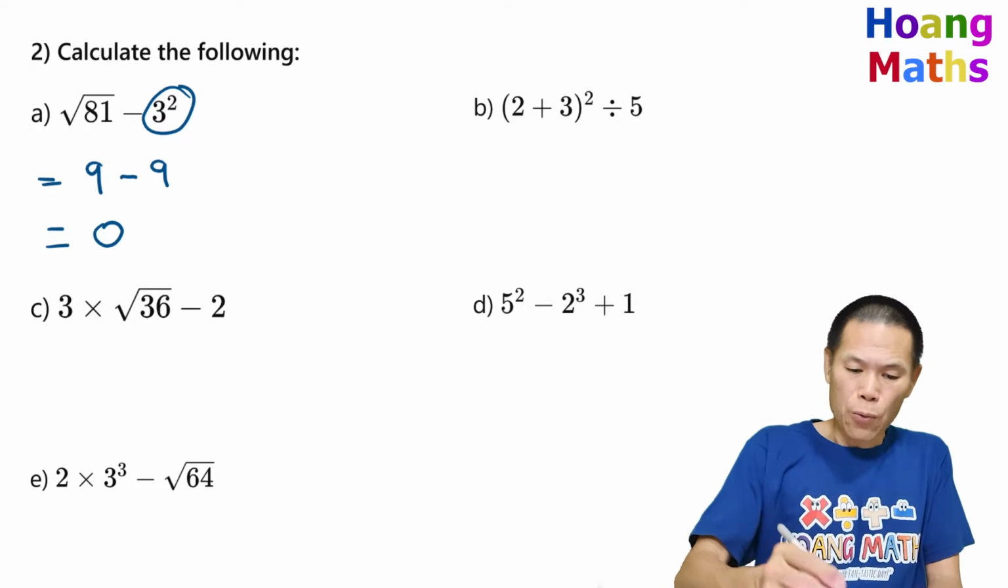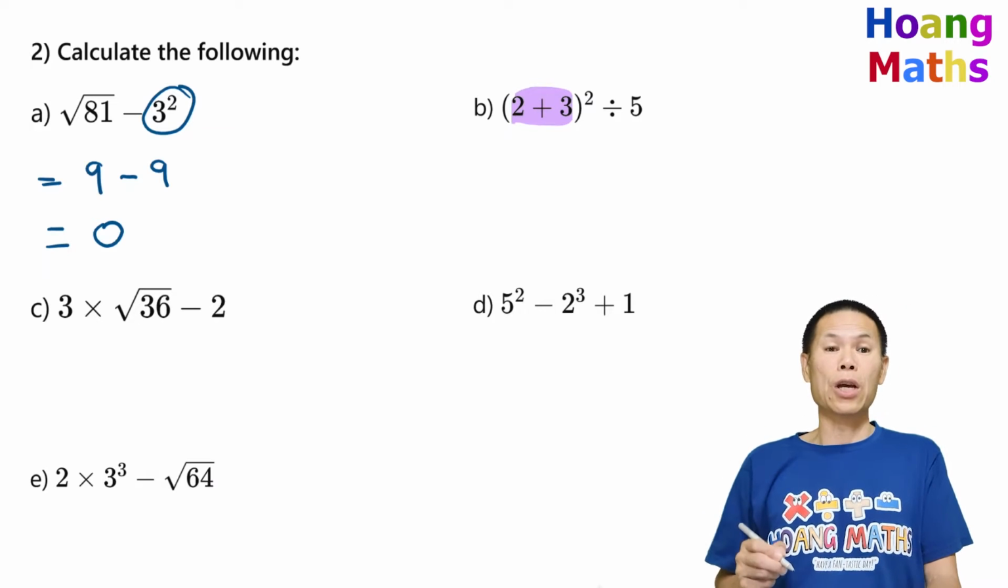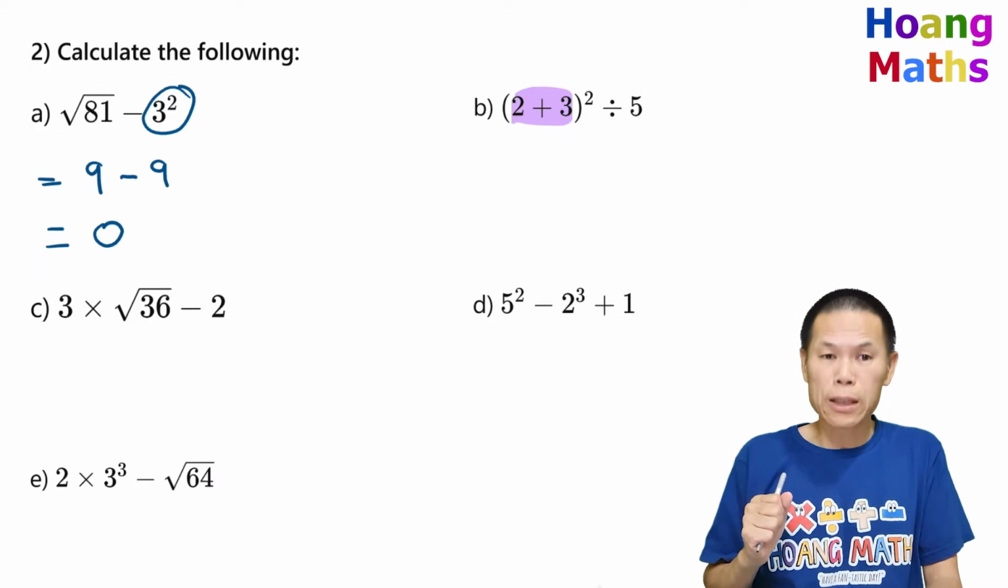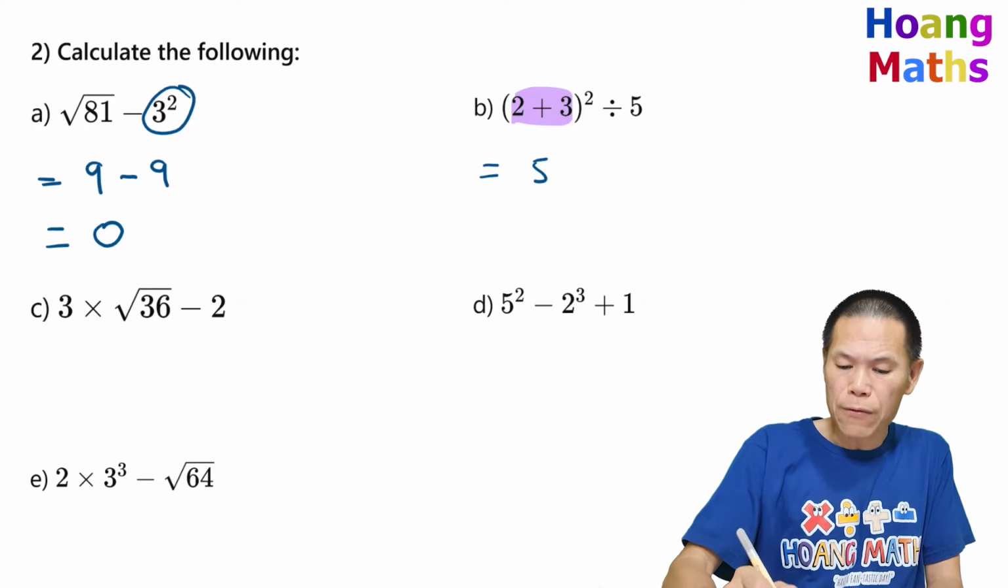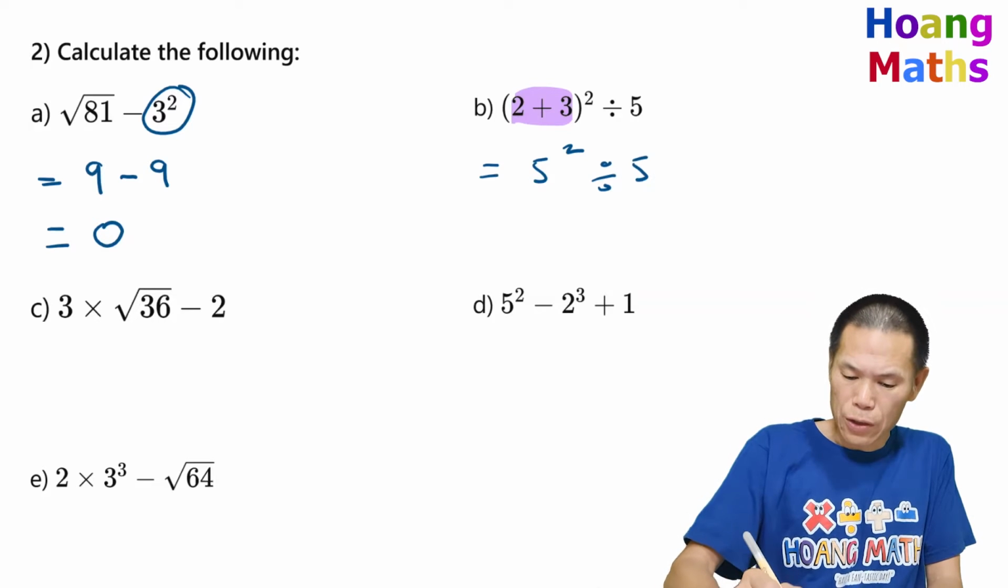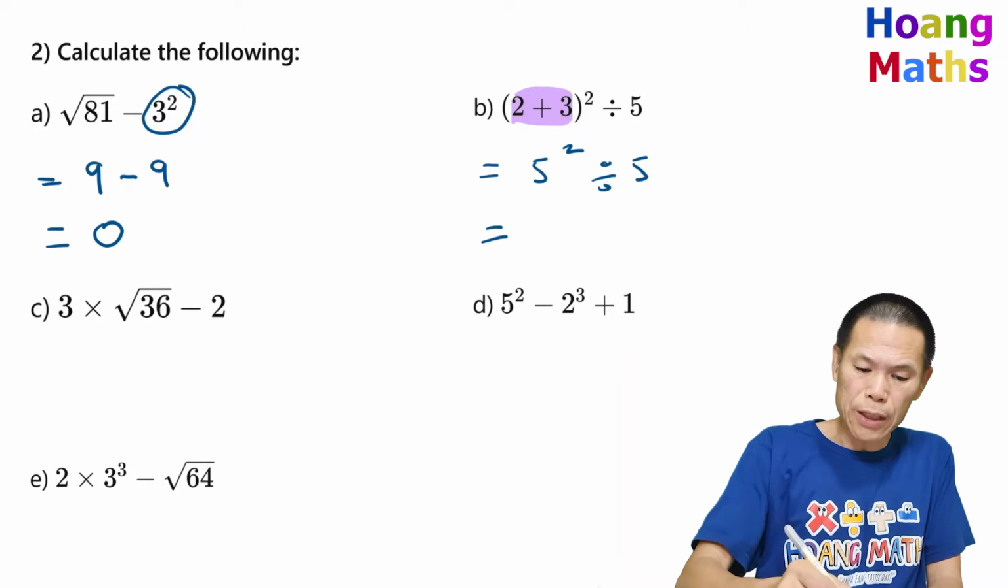Part B, we need to work out the inside bracket first. So 2 plus 3 is 5. So that is equal to 5 squared, and we divide by 5. So that is equal to, and we know that 5 squared is 25.